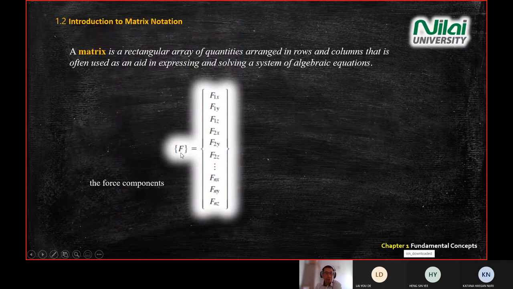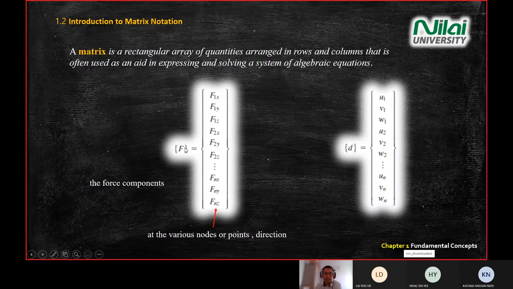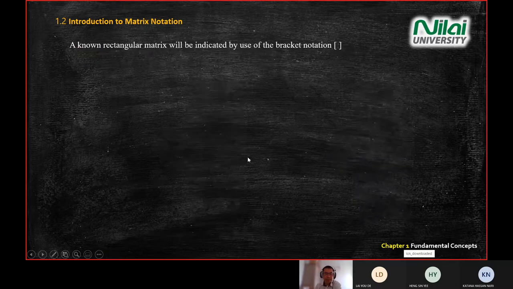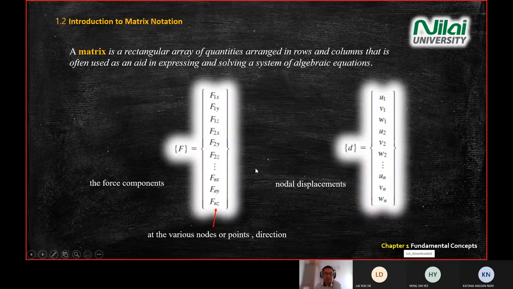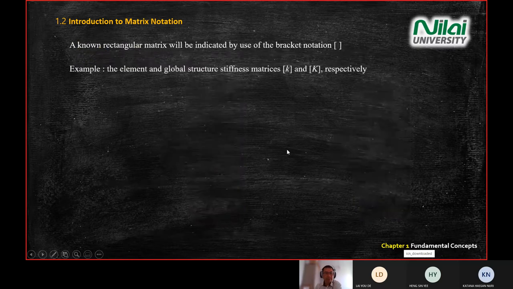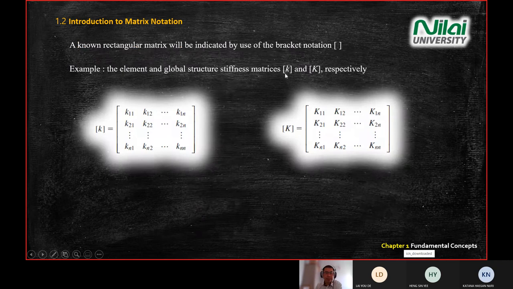And for this module, we're going to look at the F matrix or force matrix, forces, displacement. Both use the curly bracket, right? Force and displacement. These are the terms that you learned this morning. And then another type of matrix uses a square bracket. That one is particularly special for stiffness, right? Material stiffness. We have K and small k and big K, right?